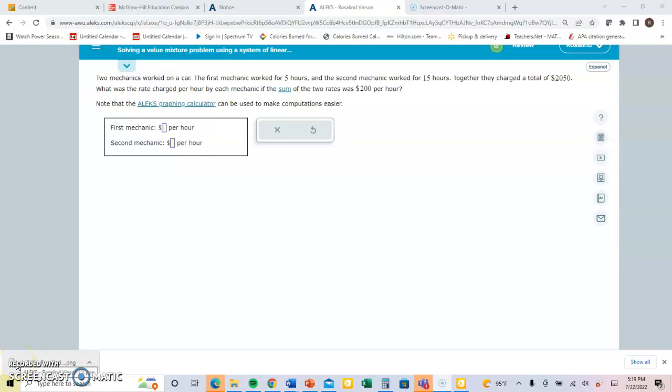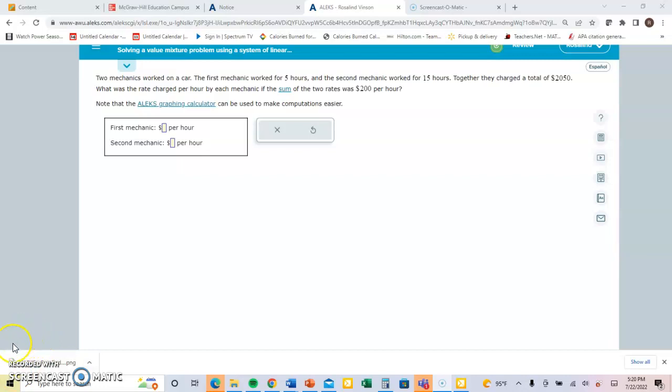In this problem, we'll be solving a value mixture problem using a system of linear equations. It reads, two mechanics worked on a car. The first mechanic worked for 5 hours and the second mechanic worked for 15 hours. Together they charged a total of $2,050. What was the rate charged per hour by each mechanic if the sum of the two rates was $200 per hour?